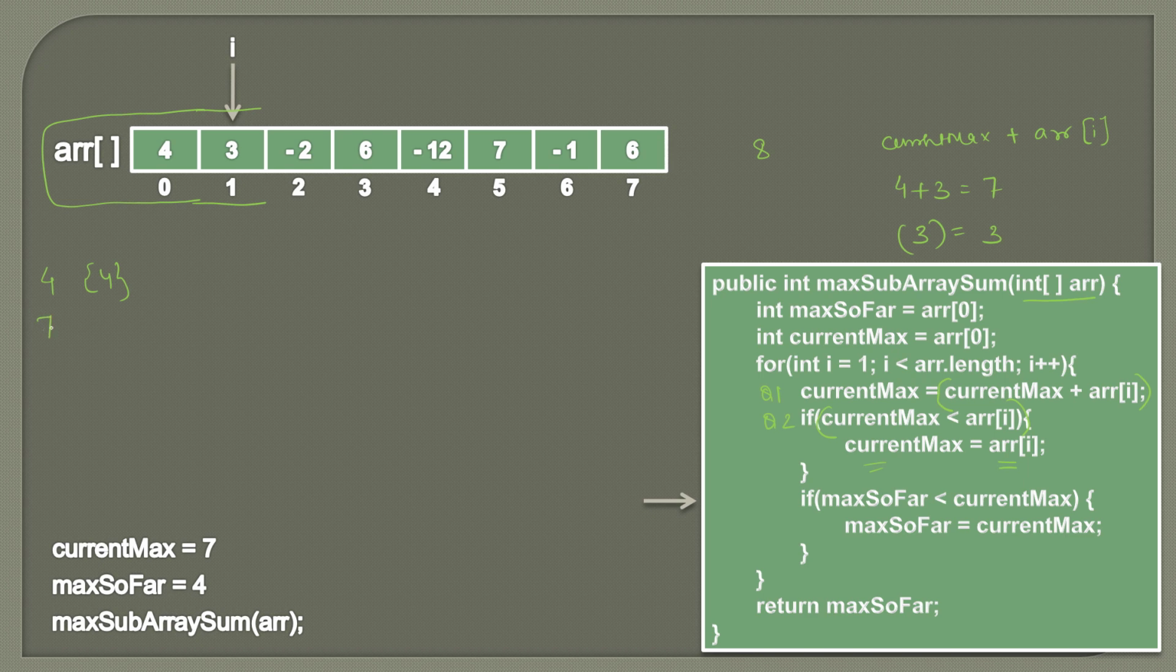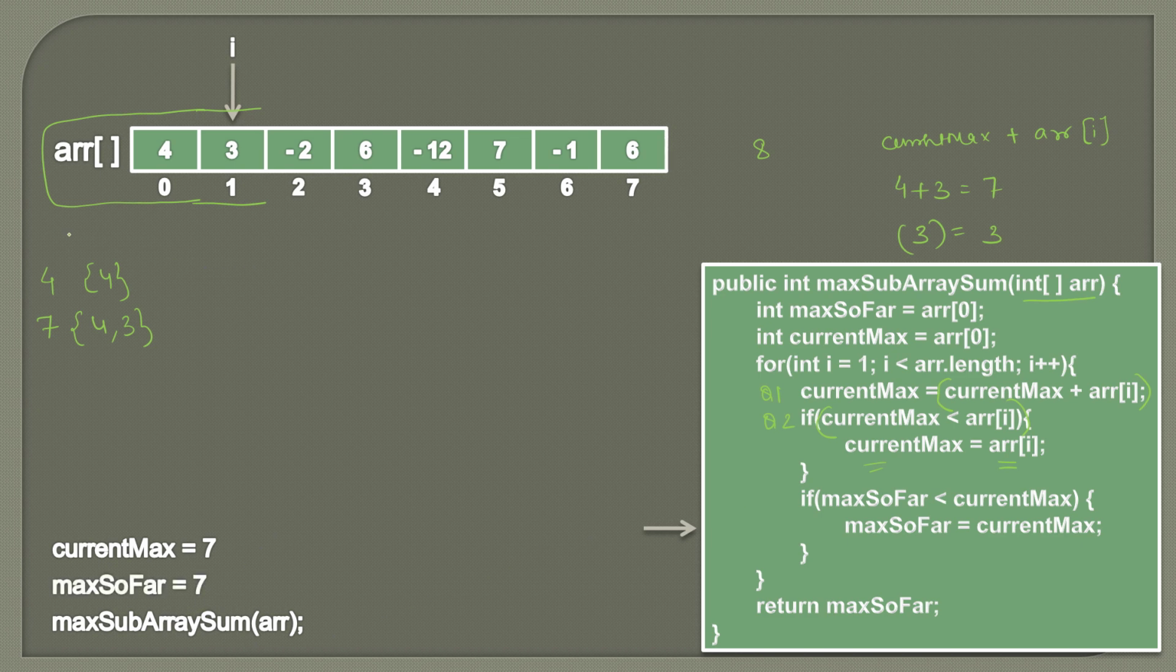So the current max is 7, being formed from the subarray 4, 3, which is these two elements. And now we'll simply compare this current max sum with the maximum sum so far. So if max so far is less than current max, we simply assign the current max value to the max so far, because current max actually beats the maximum sum so far. Here max so far is 4 and current max is 7. So this condition comes out to be true and max so far becomes 7.